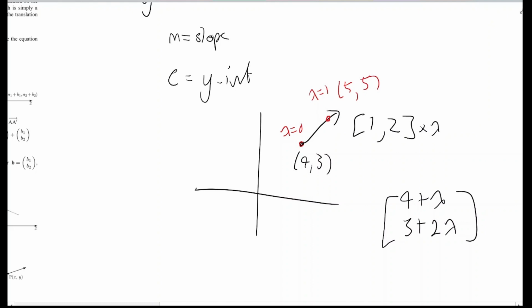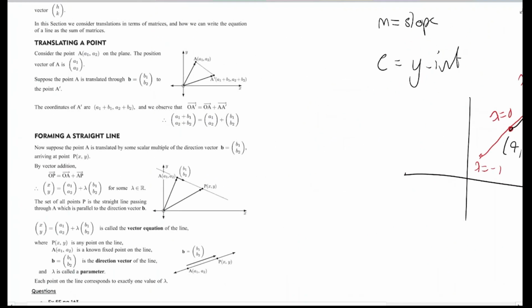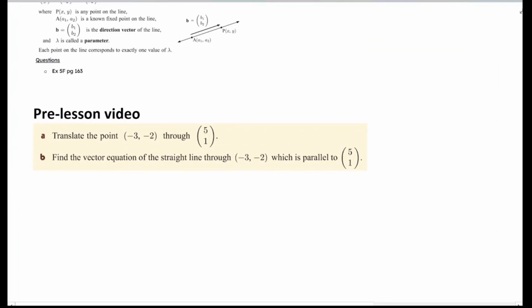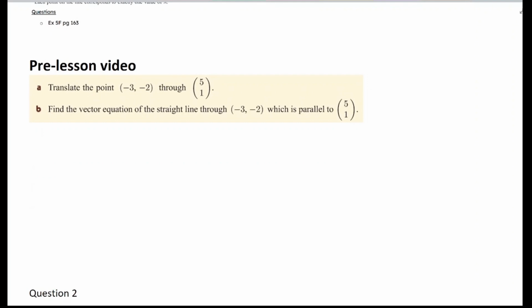And then you can keep going. If you want lambda equals 7, you're going to get the point 4 plus 7, so that's 11, and then 3 plus 2 times 7, so that's 14 plus 3, that's 17. You can even go back: you could have lambda equals minus 1 and you get a point corresponding to that. And all those points trace out your straight line there. It's a bit weird, but it actually turns out to be a lot more convenient. So let's talk about this bit here.